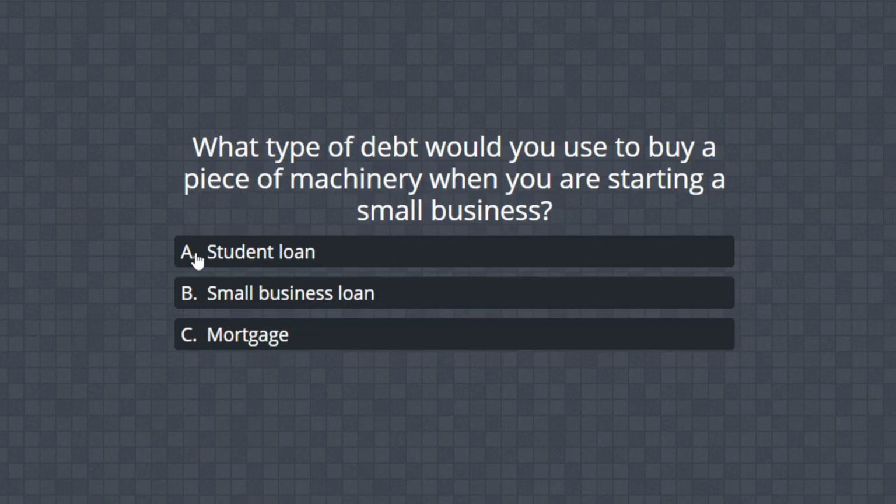What type of debt would you use to buy a piece of machinery when you are starting a small business? You would want to buy an ice cream maker machine if you are opening up an ice cream shop, or a photocopy machine if you want to open a photocopy shop. So B will be the best answer. It's not a student loan, because that has nothing to do with something the student will need for their study. So definitely not A, but it is B. But not C, because a mortgage is a house loan.